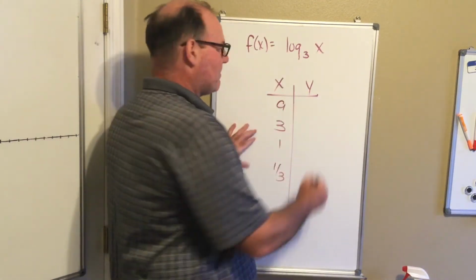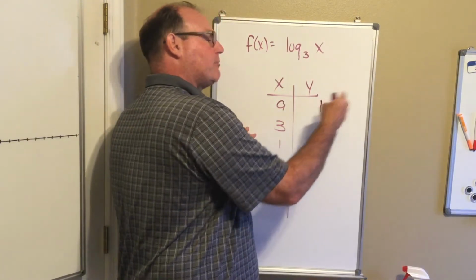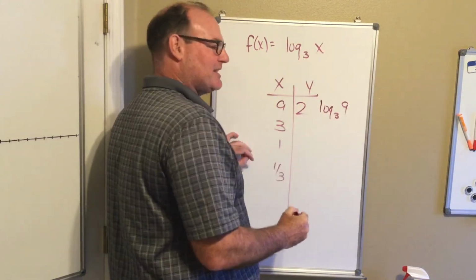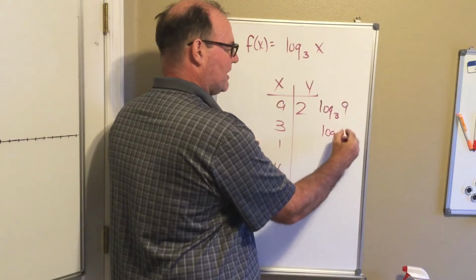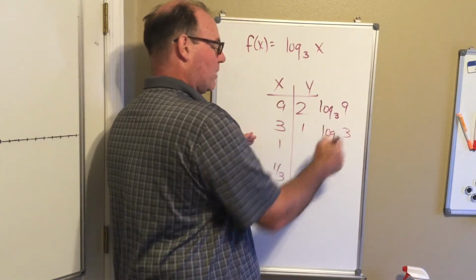So again, the same question. Log base 3 of 9. The logarithm produces a power. So 3 to the second power is 9. Log base 3 of 3. What power is produced? Well, 3 to the first power is 3.